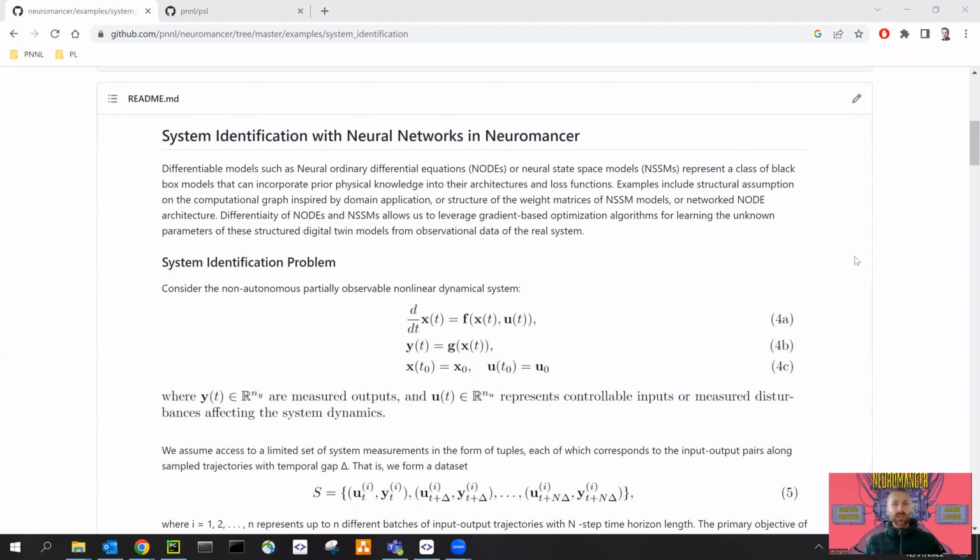Welcome everyone. My name is Jan Drgonya, and in today's tutorial, I will show you how to use system identification with neural networks in NeuroMANCER scientific machine learning framework.